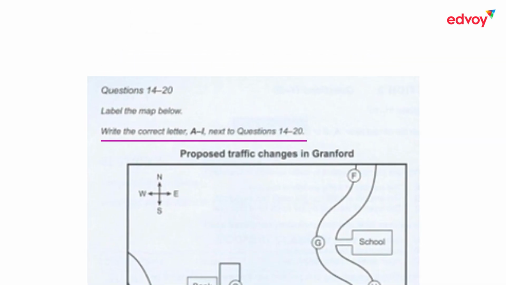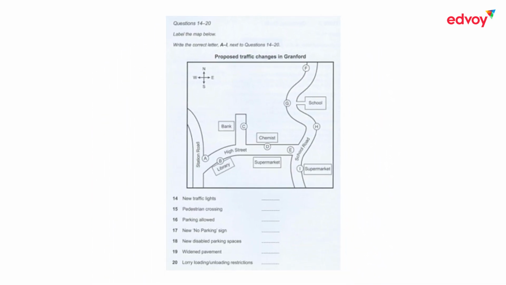However, in this other example, you are asked to write the correct letter, A to H, next to questions 14 to 20. This is different to the previous example, as the questions are separate from the map. Instead, the map has letters to show the missing information, and you need to choose the letter for each question.